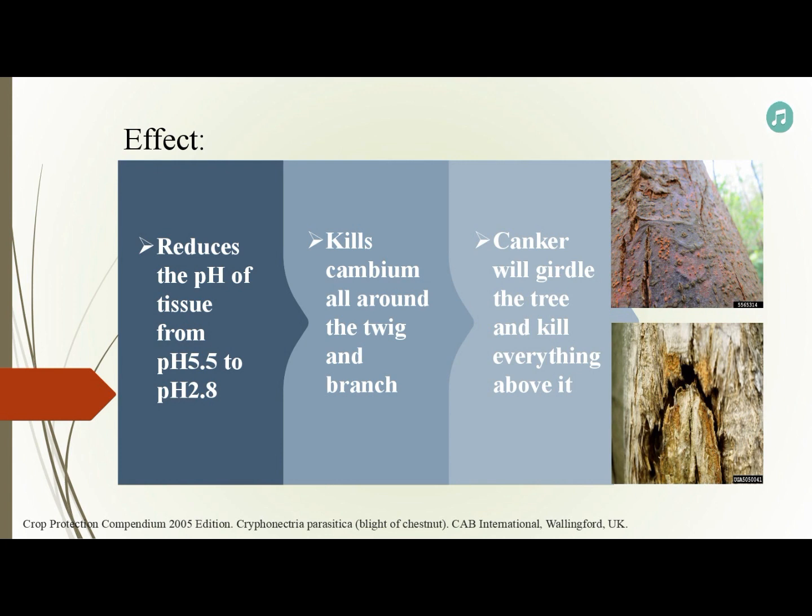These are the effects of the pathogen. It reduces the pH of tissue from 5.5 to 2.8, which is very toxic to the plant, and it kills the cambium all around the twig and branch. Lastly, the canker will girdle the tree and kill everything above it.